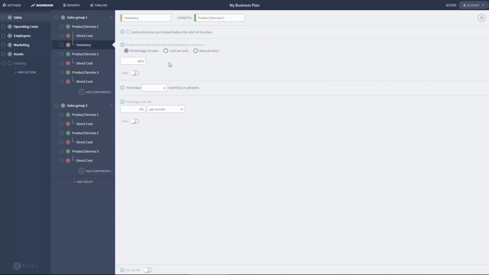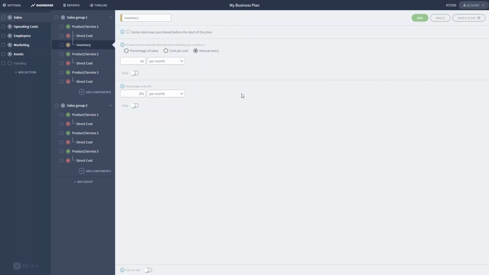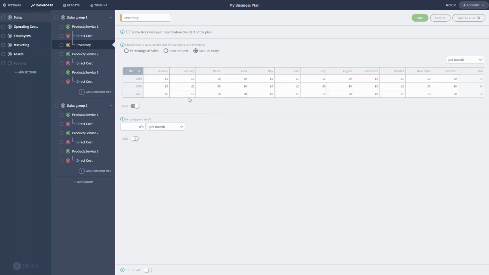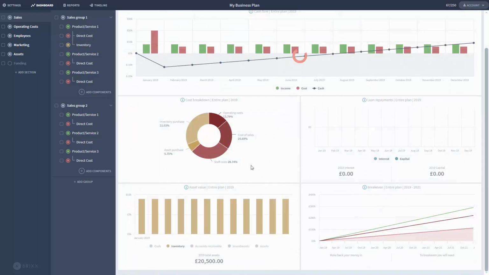And if you wanted to enter your own amounts of stock that you hold every period, you can use the manual entry option if you don't want it to calculate automatically based on your income. But this sort of thing is covered in other guides. It's not really the purpose of this video. Let me just cancel that for the moment.